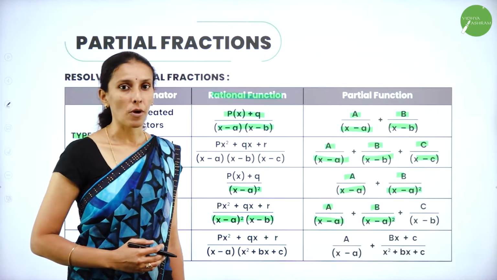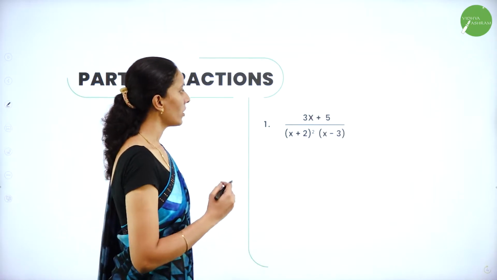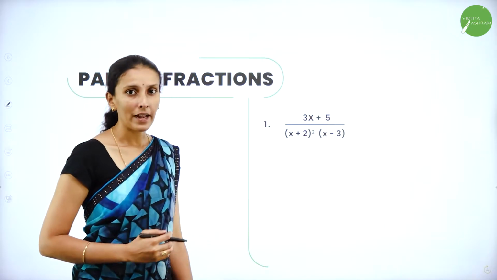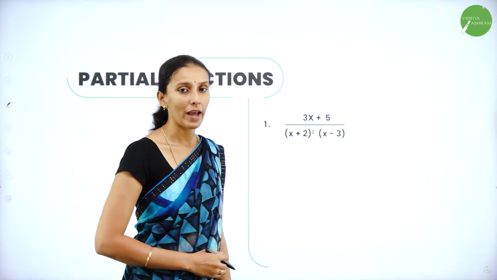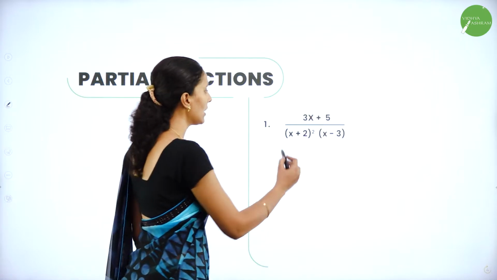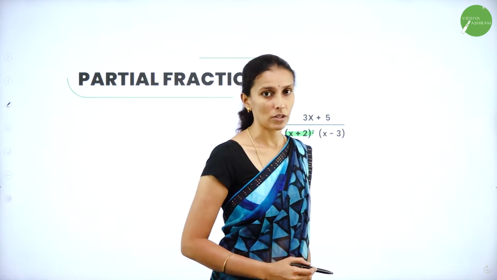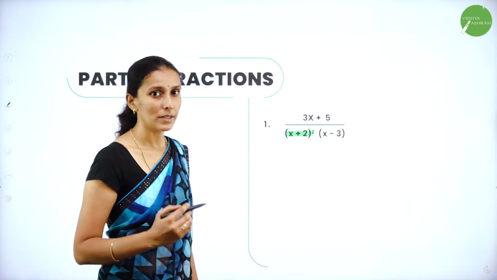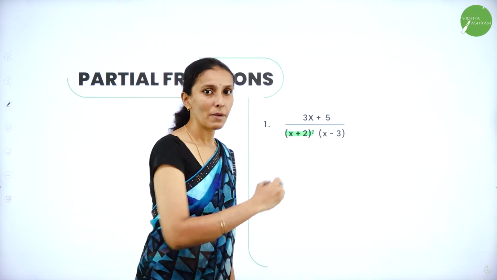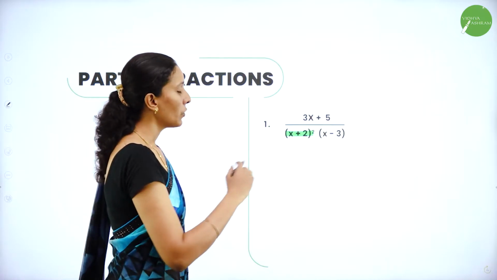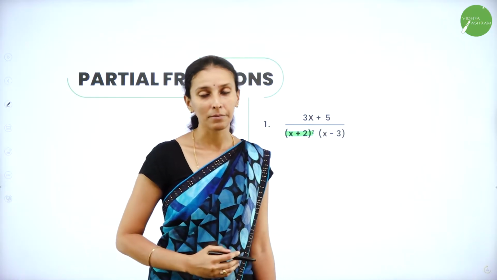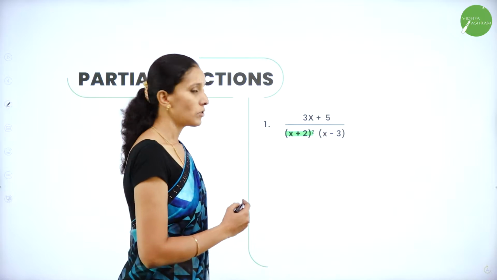So the very first problem here is 3x plus 5 divided by x plus 2 whole square times x minus 3. Here x plus 2 whole square is a repeated linear factor. So you will have two simple fractions for that, and x minus 3 is another factor. You will write it as a sum of another simple fraction. So how to write it?